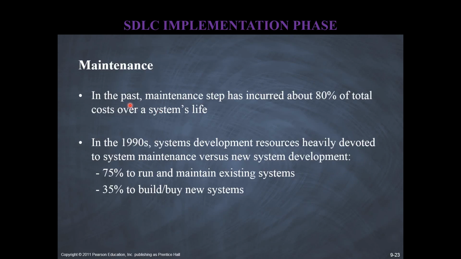In the past and now, organizations spend a substantial portion of their IT budget on maintenance. In the past it was 80%, and now it's close to 80%. In other words, organizations spend most of their IT budget maintaining existing systems and not creating new ones. Only a relatively small portion is related to investment in new systems. Most of the funds are related to maintenance.